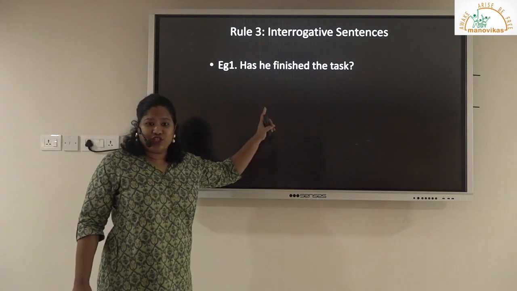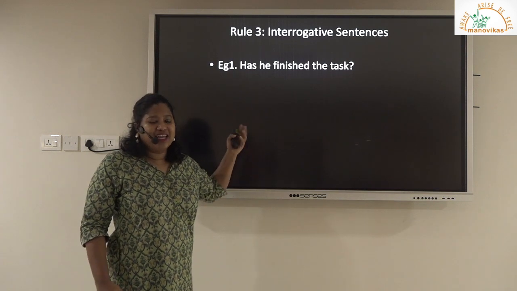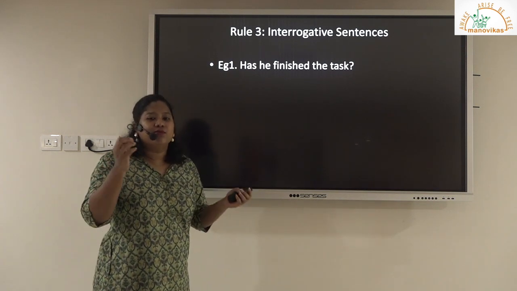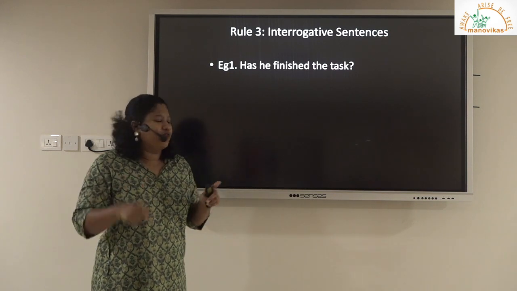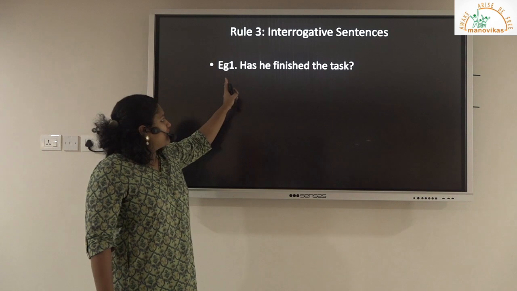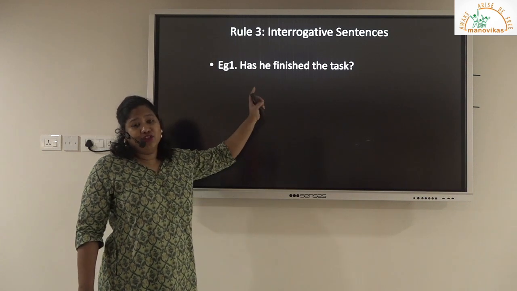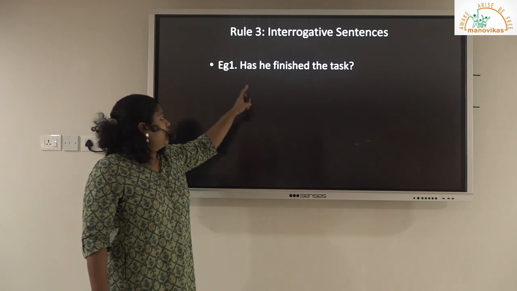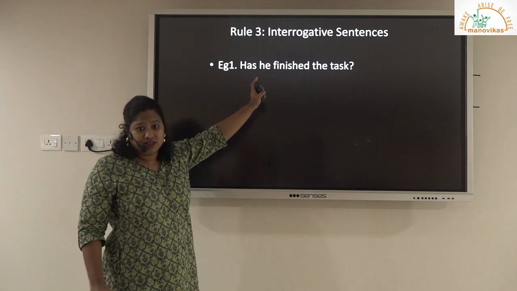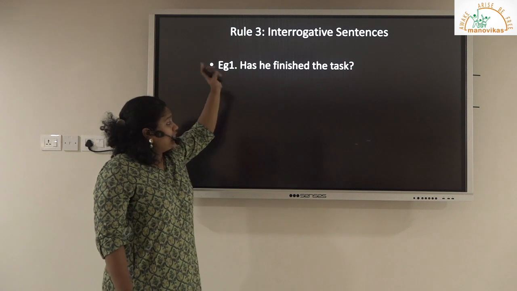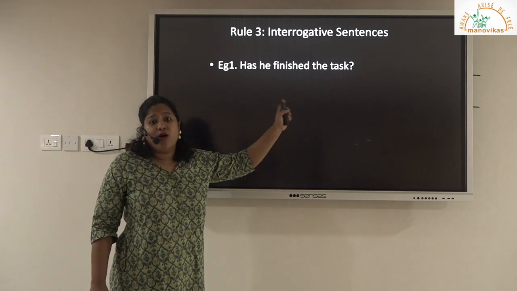Has finished. How did I get has finished? Just do a trick. Change that question into a sentence form. Okay? He has finished the task. Has he finished the task? Okay? So, has finished is the verb. The task becomes my object.